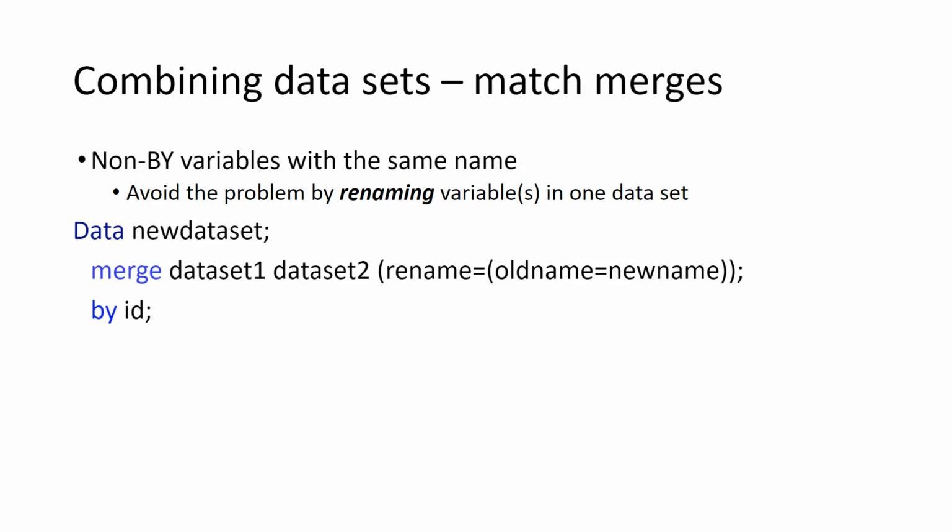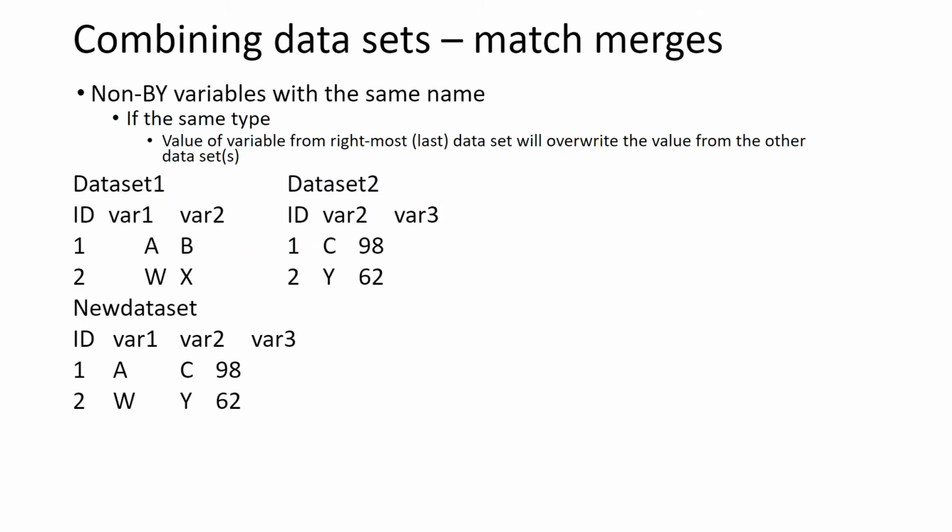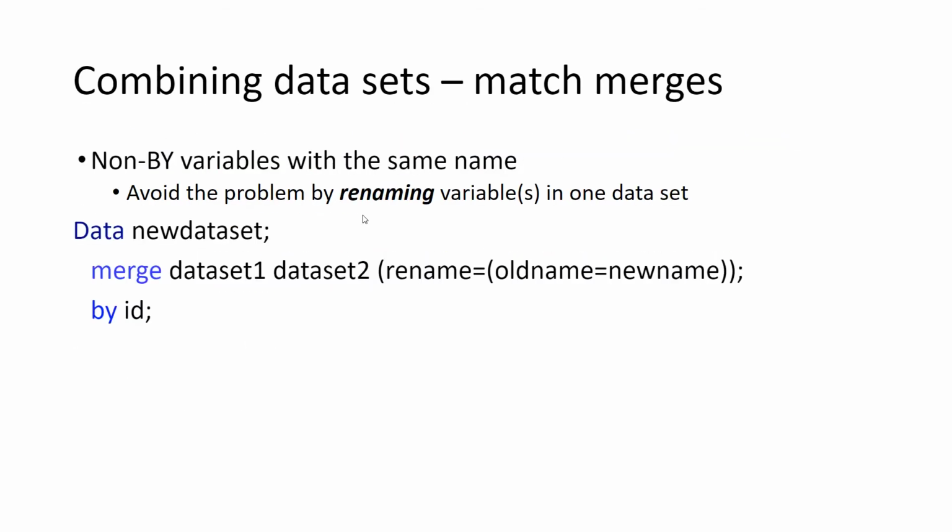So as I said earlier, if you have non-by variables that have the same name, you can avoid that issue by renaming the variables in that data set. So in that previous example, we saw that we have var2 in both data sets. We can rename var2 in data set 2 to a different name so that we have the complete data. And of course, we can include this in the merge statement with the rename equals old name, new name as part of the rename.